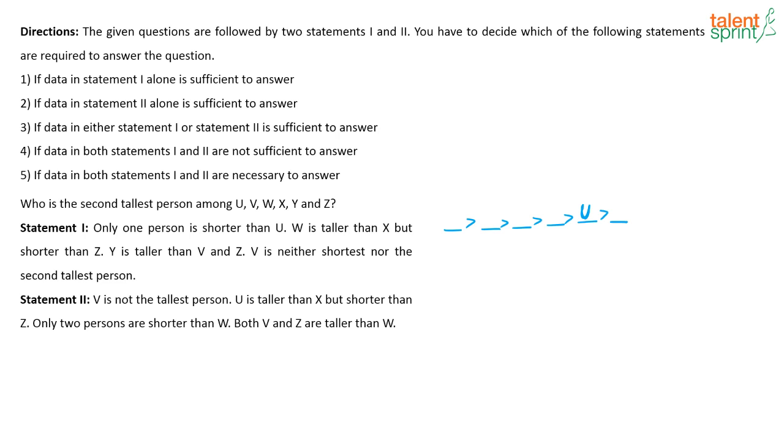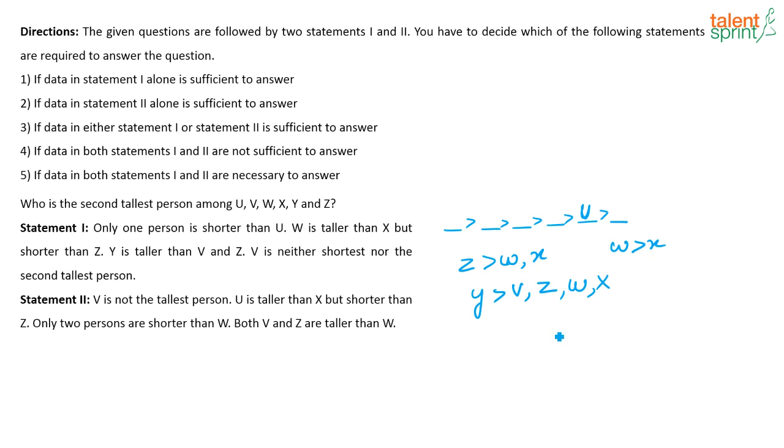W is taller than X but shorter than Z. So Z is taller than W and X, right? And I also know that W is taller than X, and it is also given Y is taller than V and Z. So I can say Y is taller than V, Z, W and X.